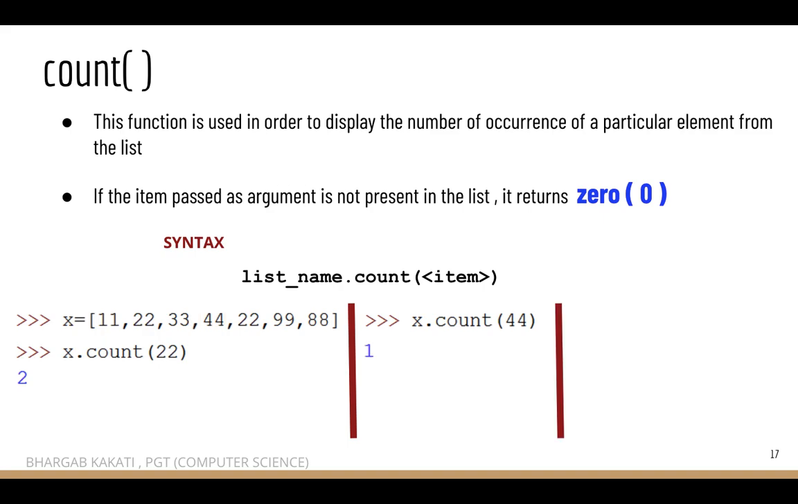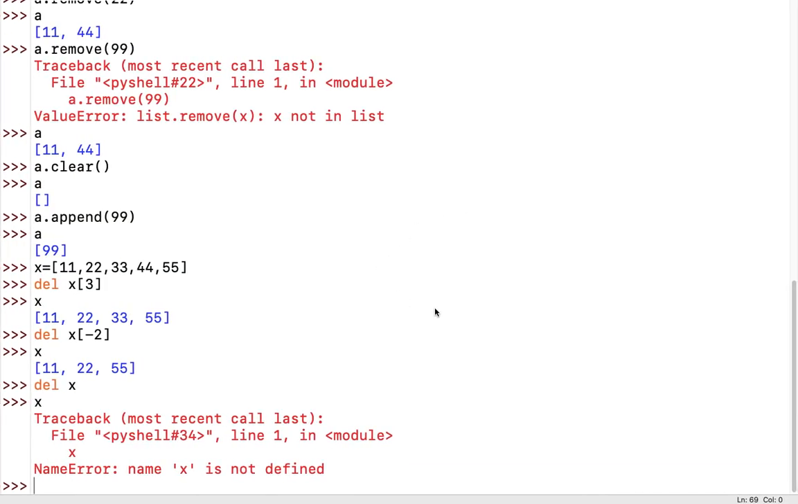So if I type in such an element which is not even present, like 77, if I type in x.count(77), go through this list, do you find 77 anywhere here? No. So it will return 0. Look at the second point: if the item passed as an argument is not present in the list, what will it return? It will return 0. Alright, let's show it to you practically.